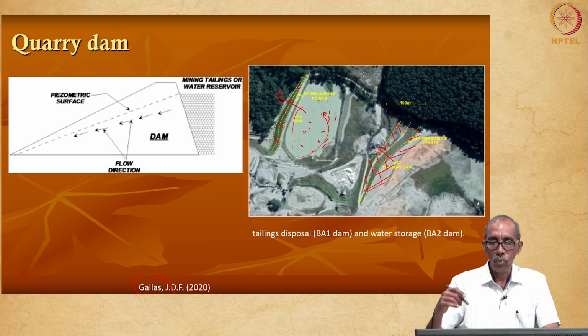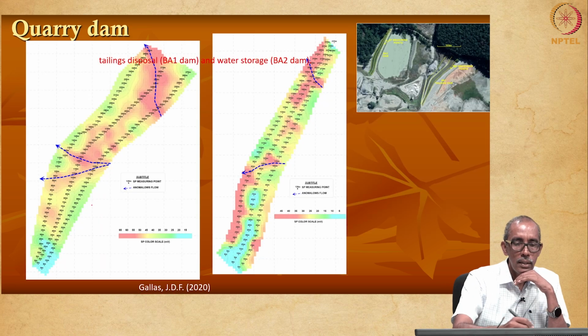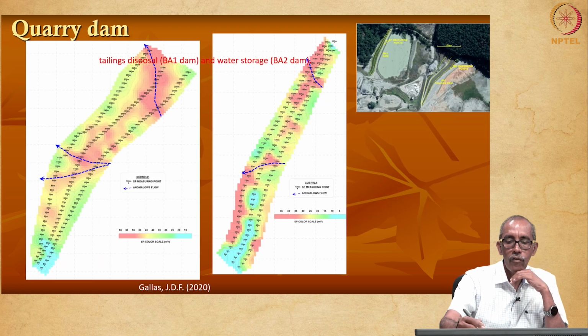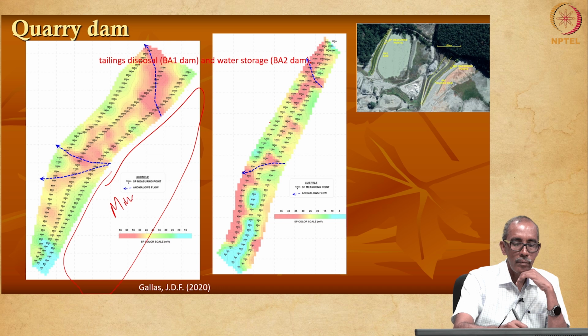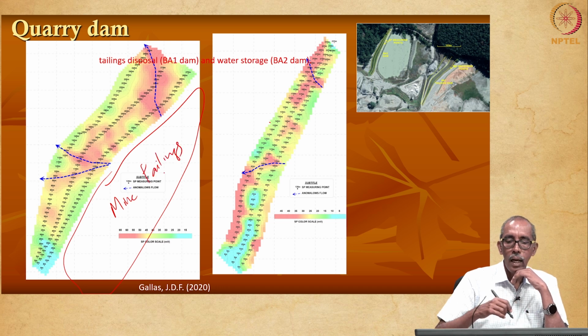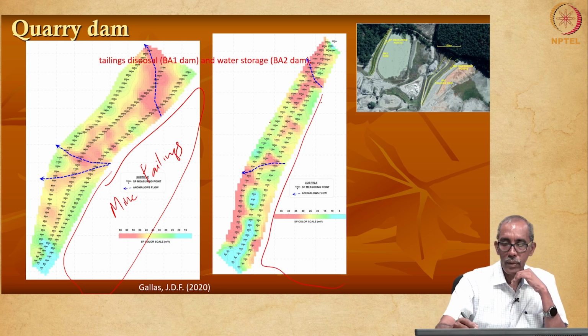This is the tailings pond, and this is the water storage pond. Here is the location of the storage of mine tailings, and here you can see the picture also. This is the dam; water is stored on this side.